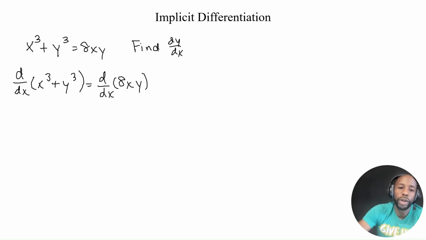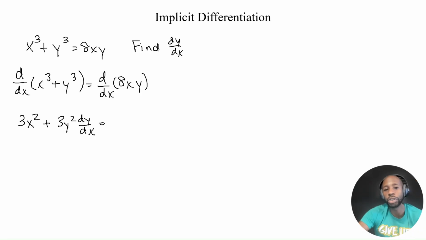So the derivative with respect to x of x cubed is going to be 3x squared, plus the derivative with respect to x of y cubed, that's going to be 3y squared dy/dx. That is going to be equal to the derivative with respect to x of 8xy. So this is how I'm going to treat this. This is the first thing being multiplied by the second thing. So the first times the derivative of the second plus the second times the derivative of the first, product rule.